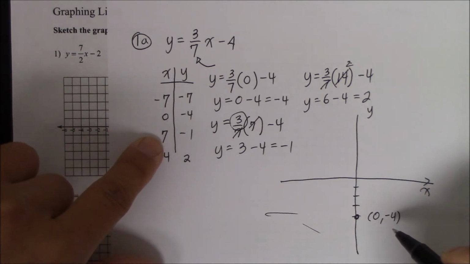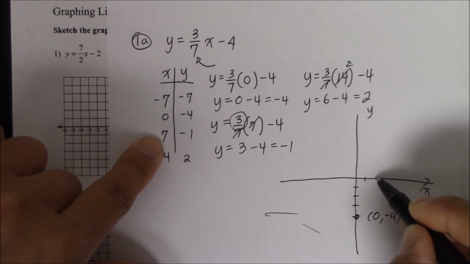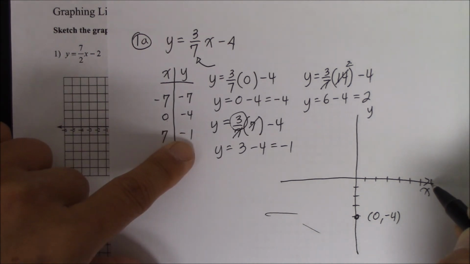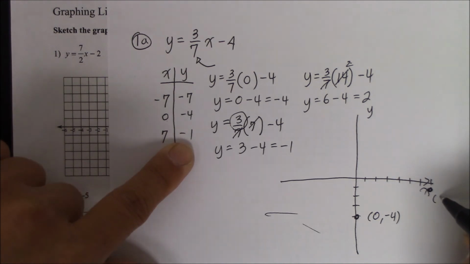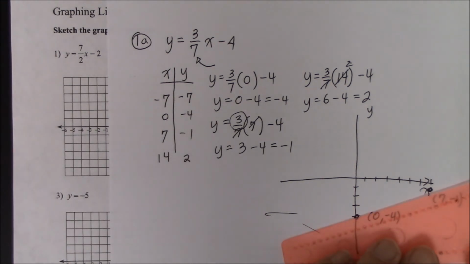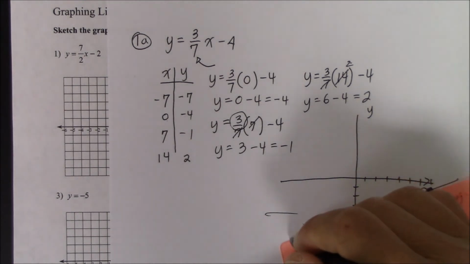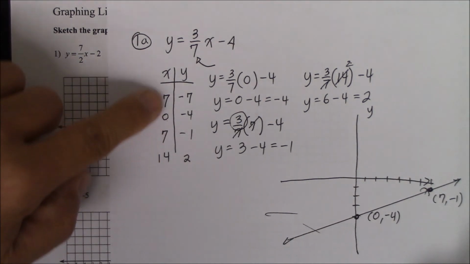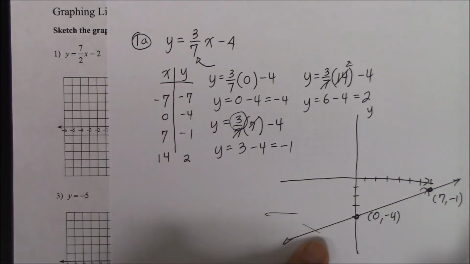And next coordinate is x is 7. 1, 2, 3, 4, 5, 6, 7. And that y value is -1, down 1. Oh, I'm making a mess here. So that is 7 and -1. And I'm going to draw a line between those 2 points because that's all I need. That means if I were to plot all other coordinates it will fall somewhere along that line right there.